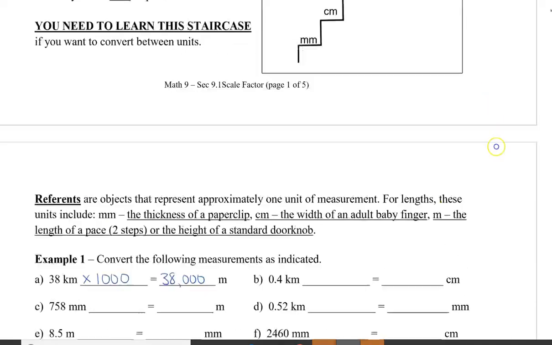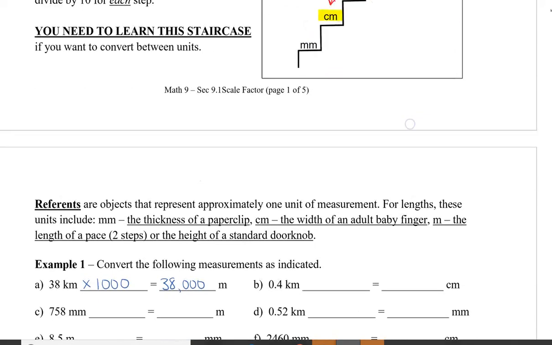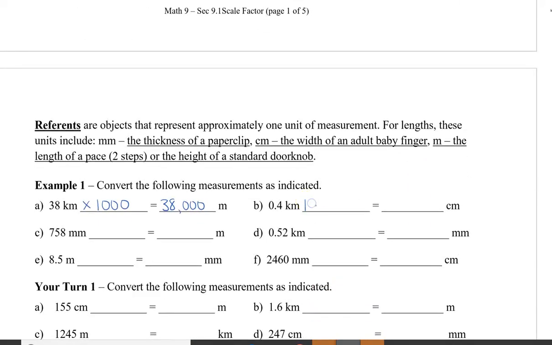All right, the next one here, we have 0.4 kilometers, and we now want to go all the way down to centimeters. So I'm going to erase this, and this time we want to go from kilometers all the way down to centimeters. This is going to be 1, 2, 3, 4, 5 steps. So that means we need 5 tens, or a number 1 with 5 zeros. So 0.4 times 100,000 is equal to 40,000 centimeters.